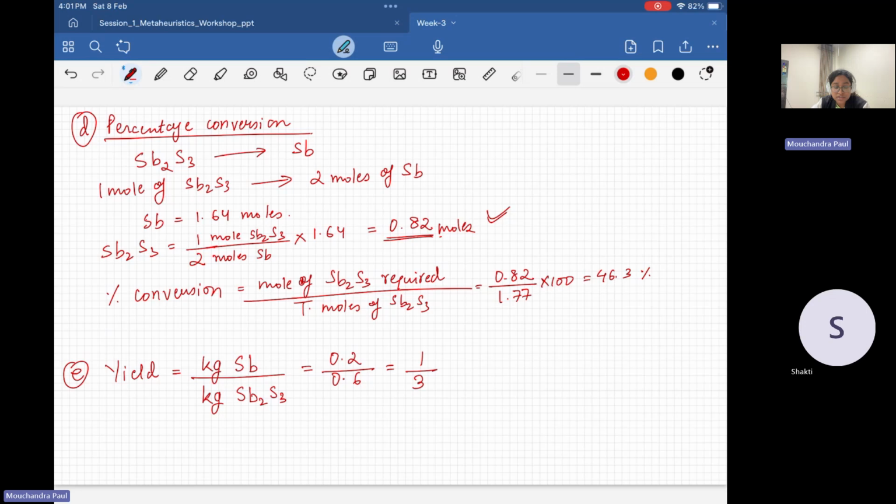So now the percentage conversion will be based on the limiting reactant. So it will be the number of moles of Sb2S3 that is utilized, which is 0.28, divided by the total number of moles that were given to us.